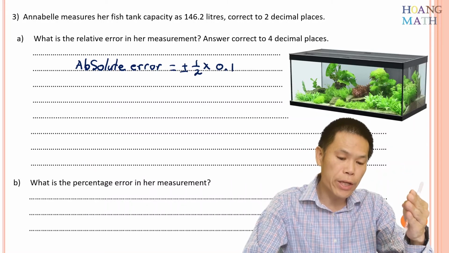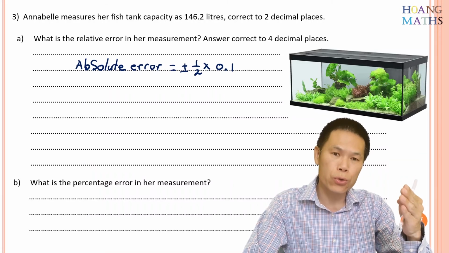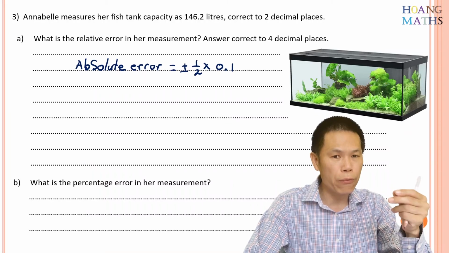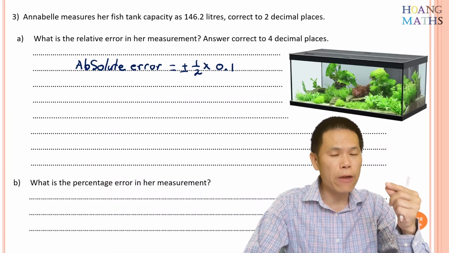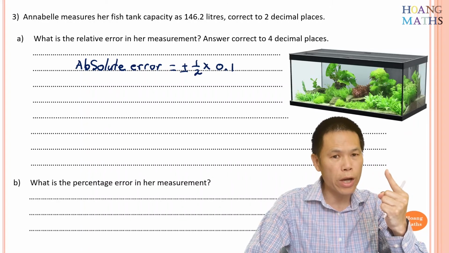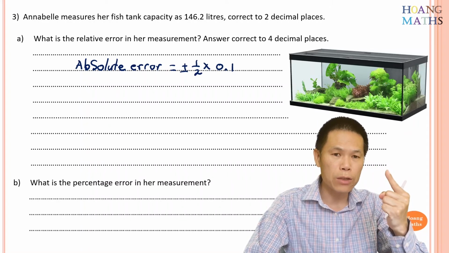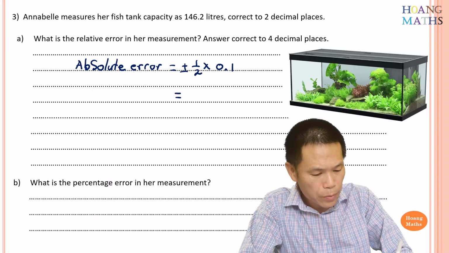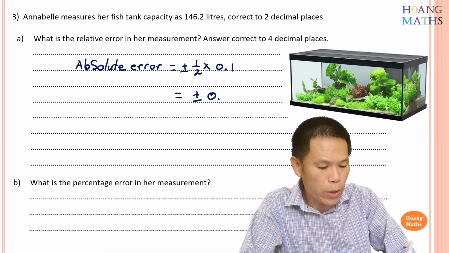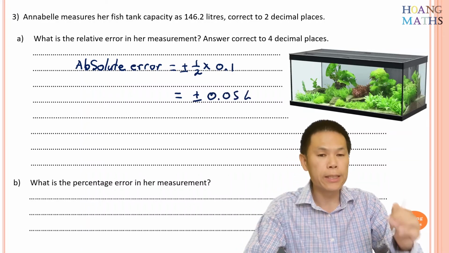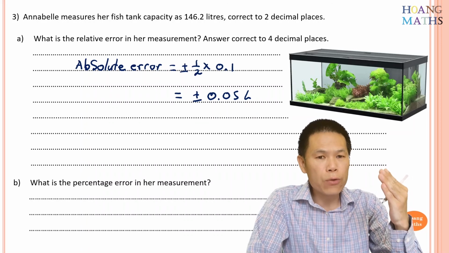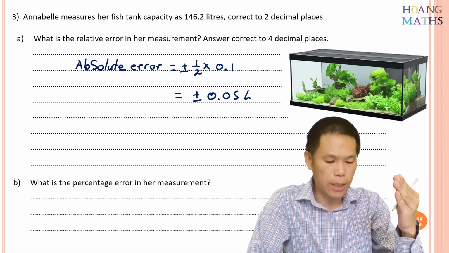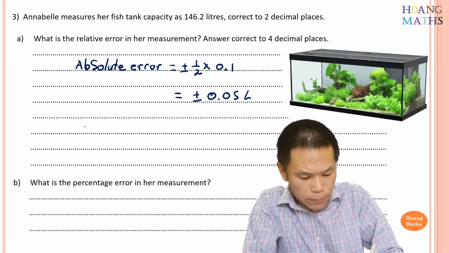At the moment, the reading is 146.2 liters. The next reading should be 146.3, 146.4, 146.5 and so on. Therefore, the limit of reading is 0.1 of a liter, which gives plus or minus a half of 0.1 of a liter. That will give me plus or minus 0.05 liters. Then we just need to work out the relative error by using the absolute error over the measurement.